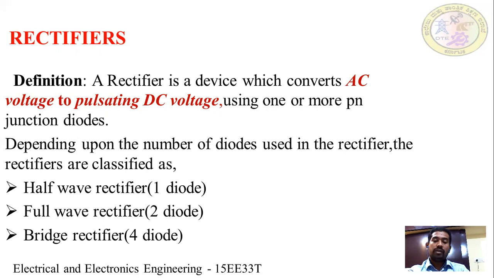So the construction purely depends on the number of diodes present in the rectifier circuit. In half wave rectifiers, only one diode is used. In full wave rectifiers, two diodes are used, and in bridge rectifiers, four diodes are used.